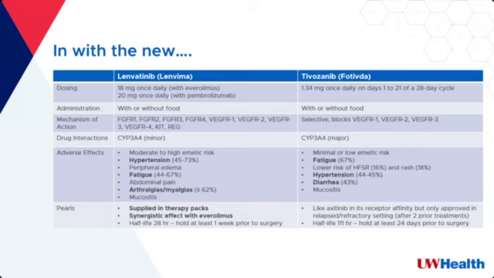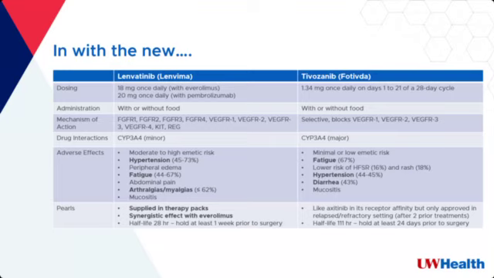We also have lenvatinib or Lenvima and tivozanib or Fotivda. So lenvatinib is dosed at 18 milligrams once a day in combination with everolimus, and it's actually dosed at a higher dose level of 20 milligrams once a day when combined with pembrolizumab. This can be taken with or without food. Can see a variety of targets there in addition to VEGF. Typically not too many drug interactions with lenvatinib, but we can see hypertension, fatigue, arthralgias, and myalgias. This is another agent I think of that can be particularly difficult to tolerate.